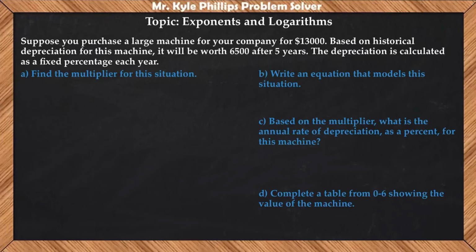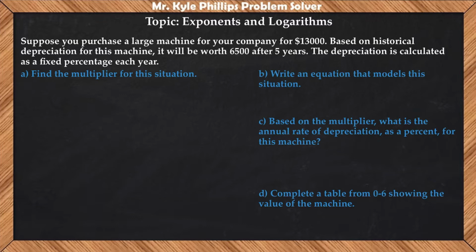Hey everybody, so in this video we're going to be working with exponential equations. So the problem says, suppose you purchase a large machine for your company for $13,000. Based on historical depreciation for this machine, it'll be worth $6,500 after 5 years. The depreciation is calculated as a fixed percentage each year. So basically what that means is that this machine will depreciate by the same value every year.